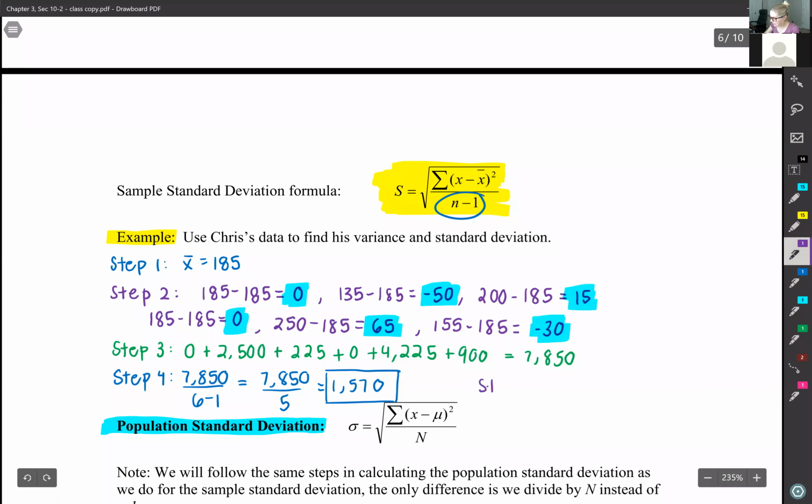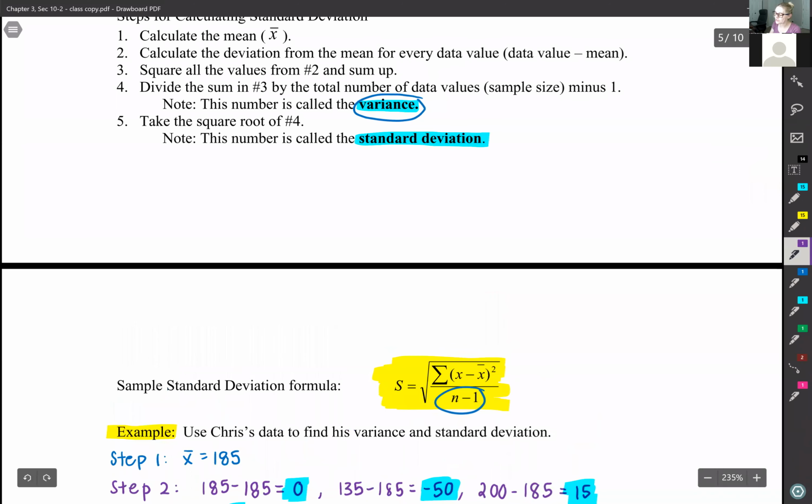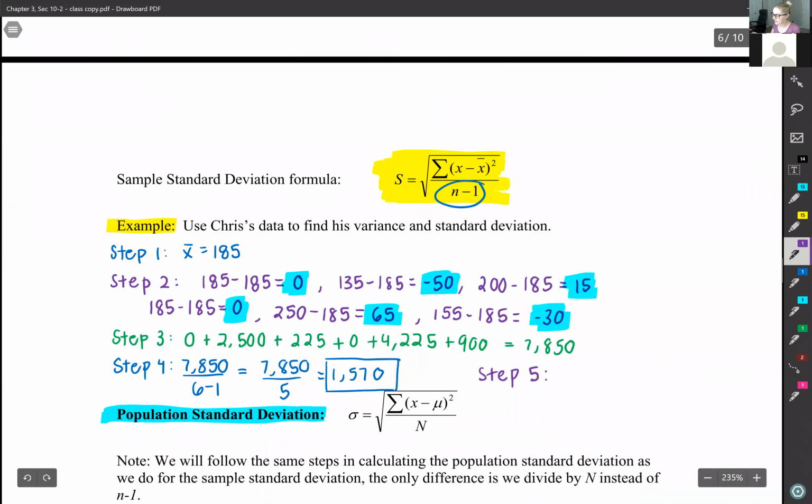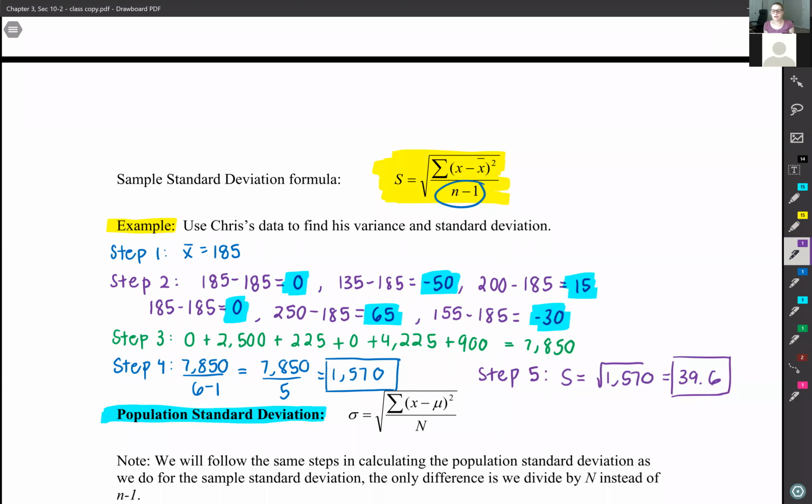Lastly, step 5 is how to find the standard deviation, which is very easy. The standard deviation is just the square root of the variance. So the standard, or sorry, I'll just refer to it as s. So s is equal to the square root of 1,570. Just using my calculator, that is about 39.6. Okay, so those are the steps. So step 1, you find the mean. Step 2, you subtract the mean from every data point.